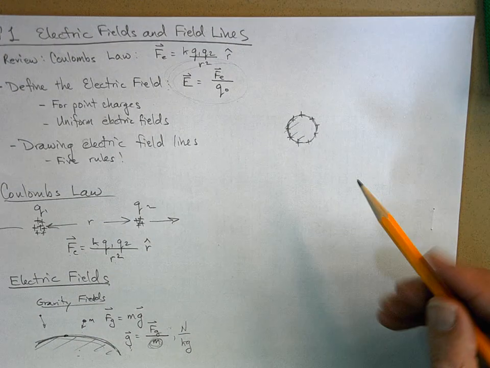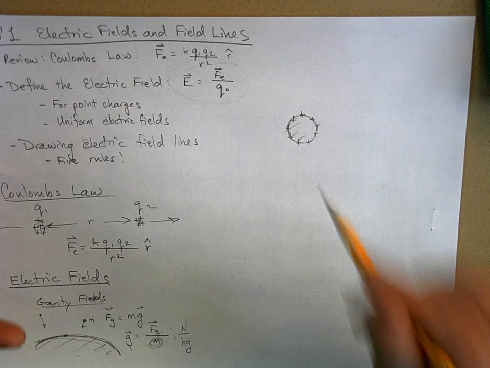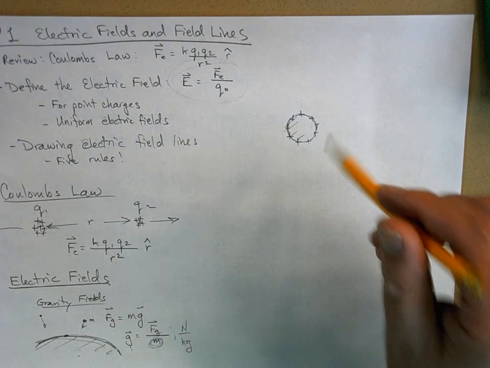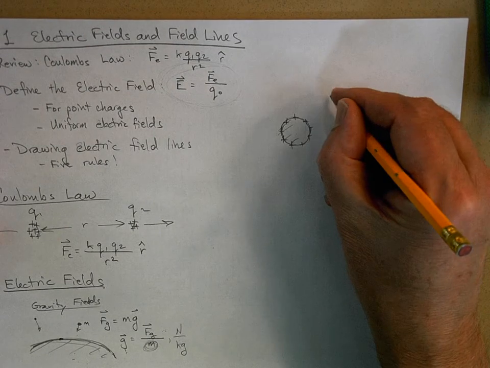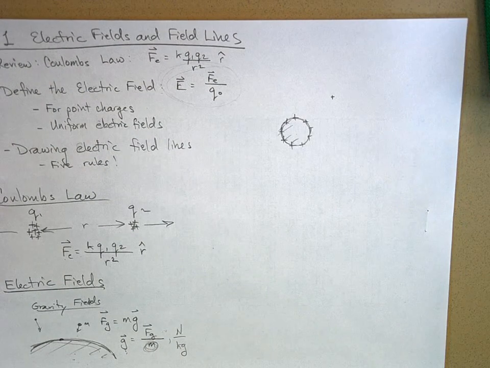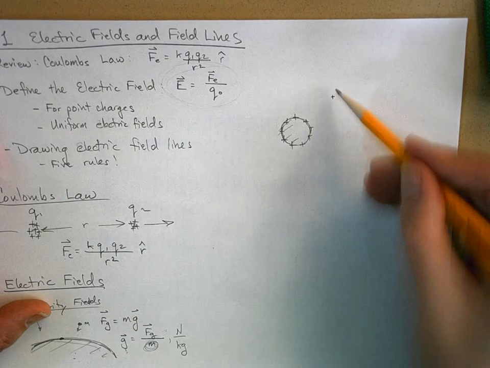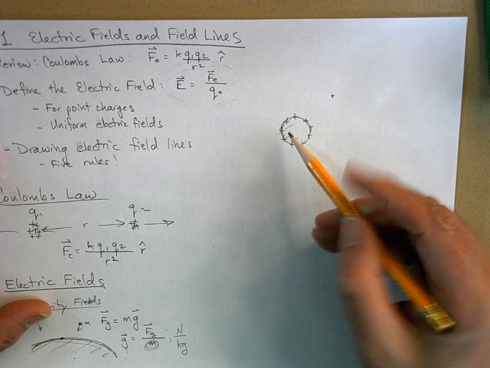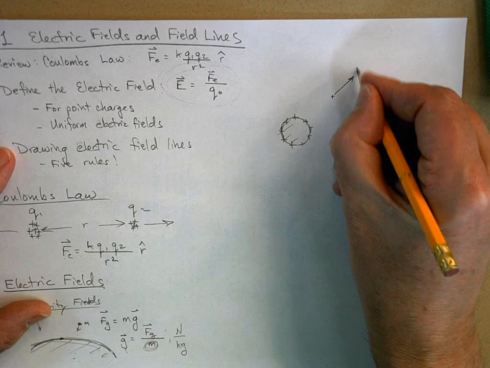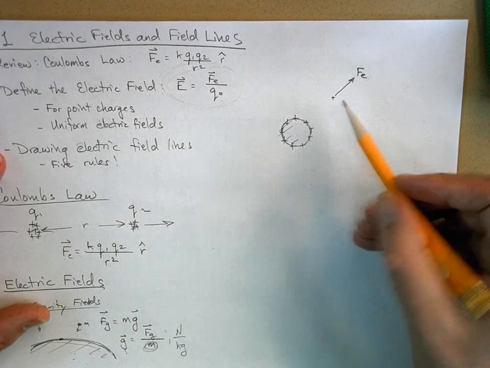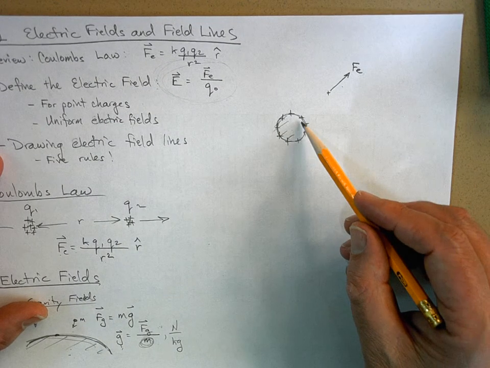Well, we know that positive charges repel. Let's say these positive charges are fixed in place. They're not allowed to move. They're going to stay right where they're at. But let's say I put a little positive charge right here. It's going to be repelled by these charges here, so it's going to feel an electric force.